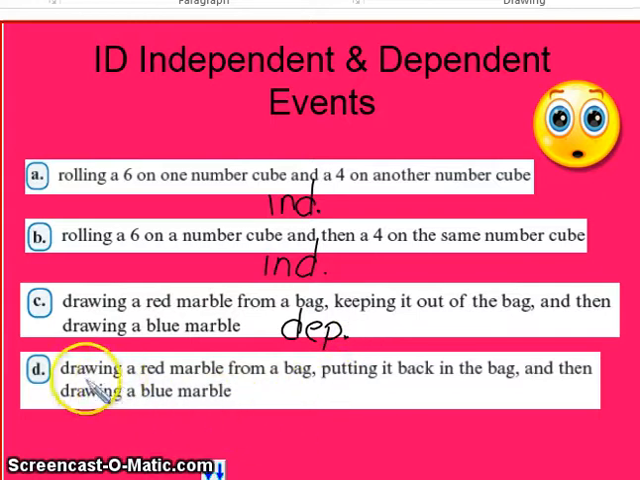In part D, drawing a red marble from a bag, putting it back in the bag, and then drawing a blue marble. When we drew the red marble from the bag, that changed how many marbles total were in the bag. But when we put it back, it replaced the missing marble, and so it didn't actually have any effect on whether or not that second marble was blue. So since we put the marble back, the first marble did not have any effect on the second marble, making these two events independent.